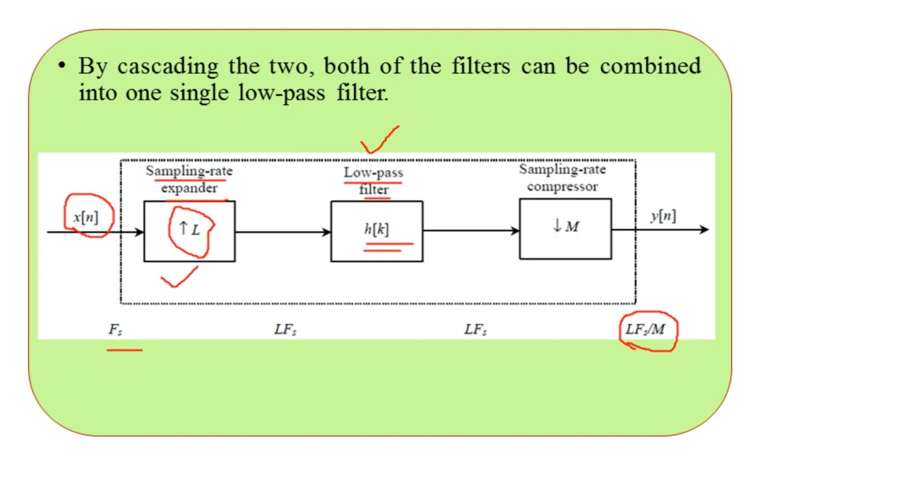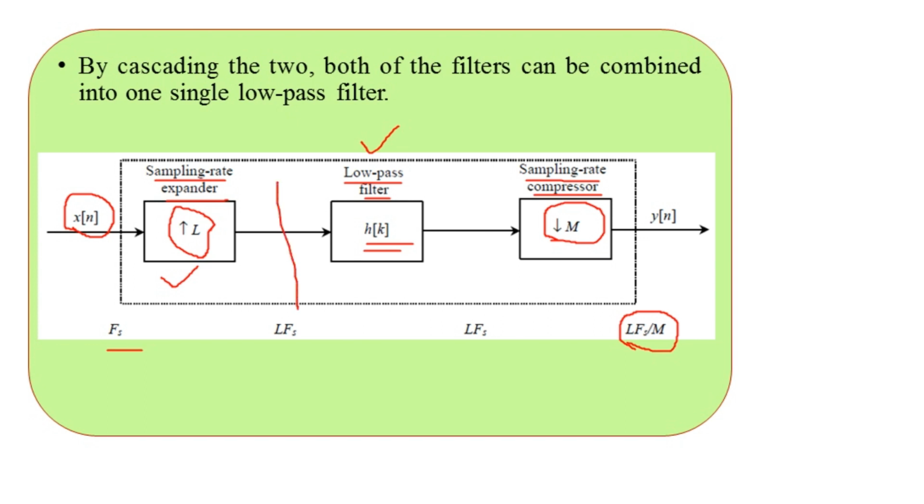And then we have the sampling rate compressor, where we show the reduction in the sampling rate by the integer factor, denoted as capital M. So this is the integer decimation factor capital M here. So the 3 blocks are there: sampling rate expander, then low pass filter, and then the sampling rate compressor. Together they form the sampling rate conversion by non-integer factor.